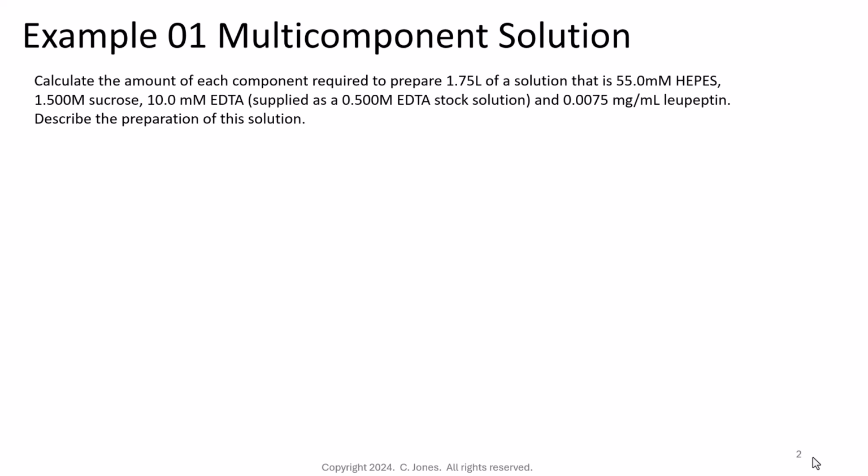Before we get started, I always like my students to know what each component does or why it's in a particular solution. So let's just quickly go through each of these components and explain their purpose. HEPES, if you recall from previous segments, is a buffer, and buffers resist changes in pH. If a small amount of acid or base is added into a buffer, the buffer essentially absorbs it, neutralizes it, and prevents it from changing the pH.